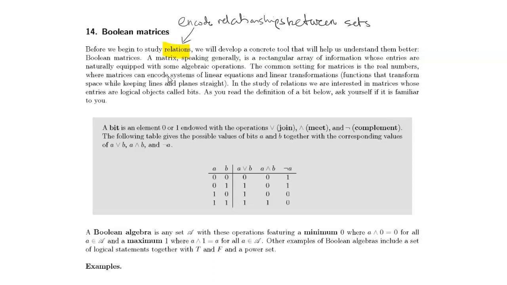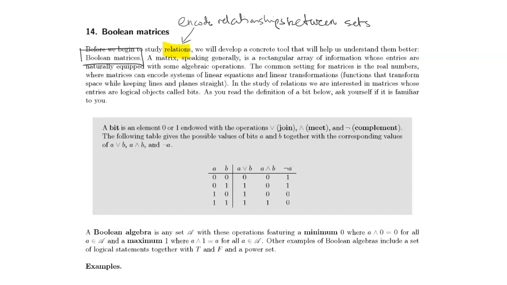We're going to go back to logic. We're going to go back to set theory. We're going to go back to combinatorics. We're basically going to see a little bit of everything in this last unit of discrete math. So before we talk about relations, we're going to develop a tool that's going to help us understand them better, something called a Boolean matrix.